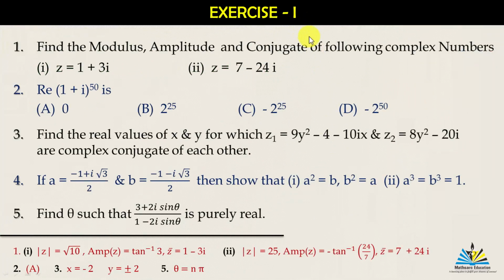Here we have an exercise related to the theory that we have done in this video lecture. There are 5 questions and their corresponding answers. Solve them to build the concept within you.